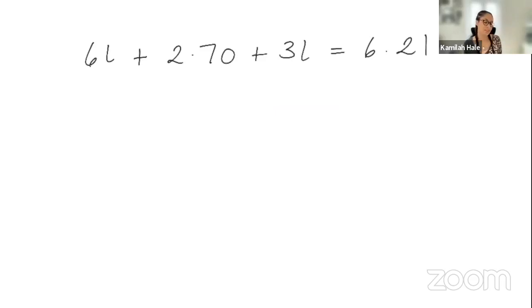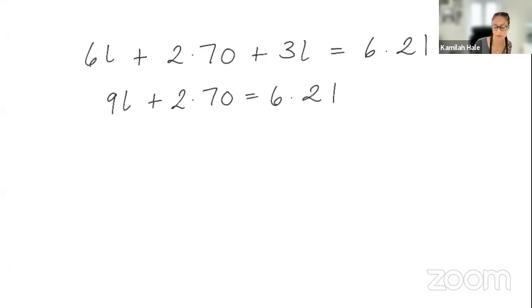Can anyone simplify that for me? So to simplify, I just want you to put the L's together. We have 6L and we have 3L. So how many L's do we have? Okay, so we will have 9L plus £2.70 equals £6.21. Okay, 9L plus £2.70 equals £6.21.